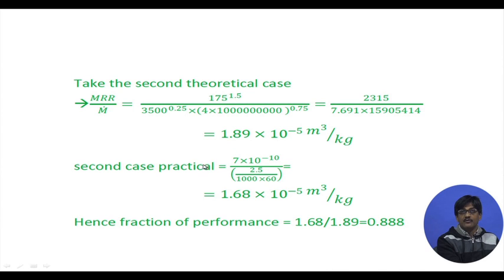When we find out the performance index as per the experimentally obtained values, 7 into 10 to the power minus 10, and 2.5 as we have rechecked from the table, this divided by this gives us 1.68 into 10 to the power minus 5. So here you can observe that compared to the previous value, the experimentally obtained value is still less. Okay, it's still less, but if we take the fraction of performance, it is higher than the previous value.